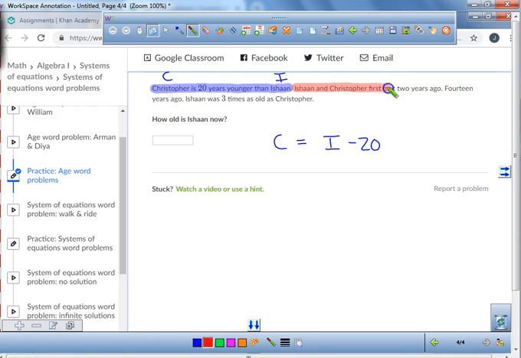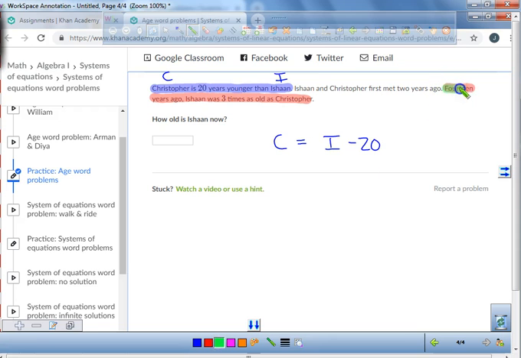Ishan and Christopher first met 2 years ago. Guess what? That means nothing. But here's the next part. 14 years ago, Ishan was 3 times as old as Christopher. What's the tricky part? The "14 years ago."